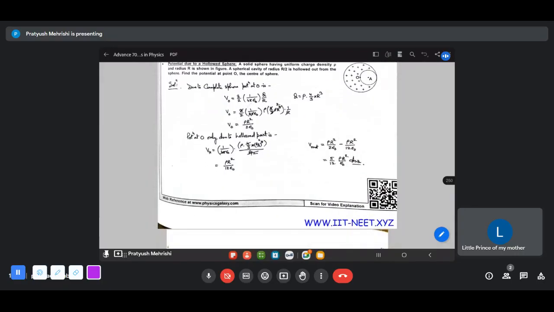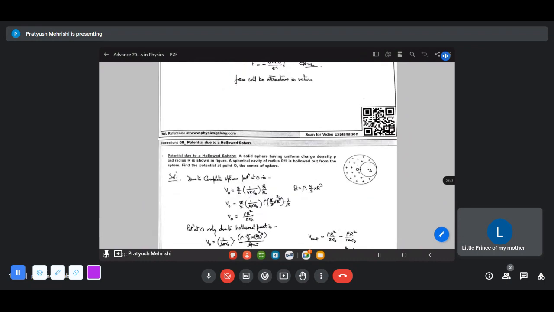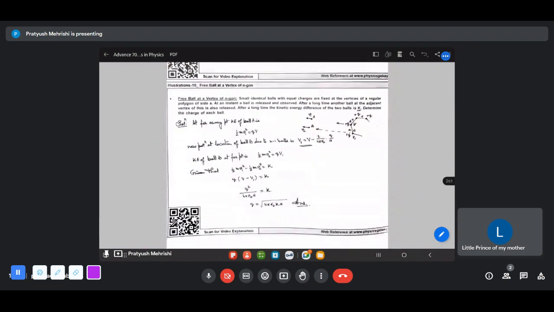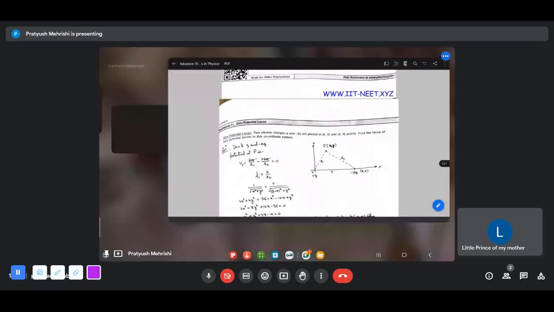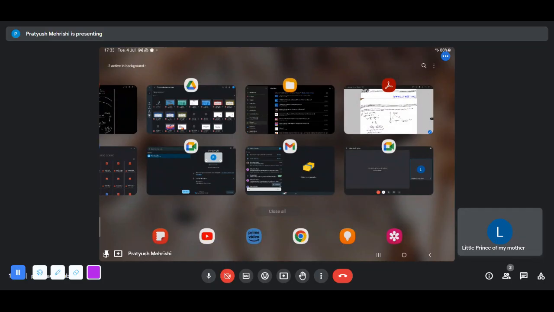Okay. So this book, please download it. And if you want, you can buy it also. Or if you wish, you can use this PDF. Okay. Now, let us start.